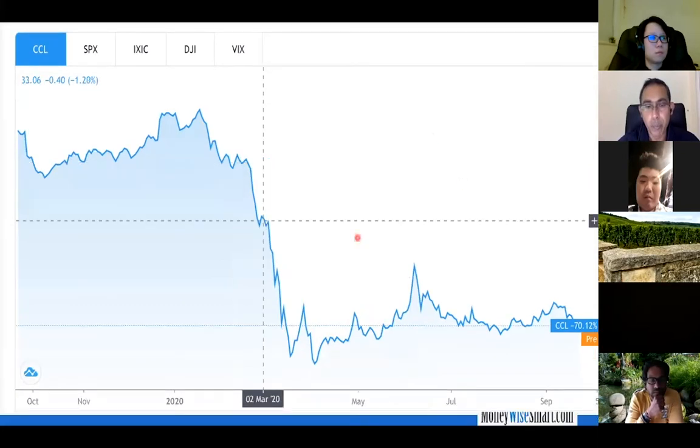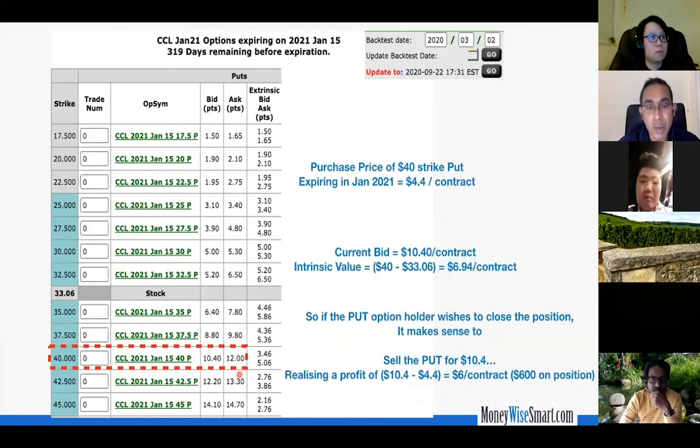Now, fast forward to 2nd of March, already COVID is spreading, and the cruise ships have got majorly hit. I think this was the time when there were some cases on a cruise ship, and it was held up outside Japan. The share price had crashed to 33.06, and see what happened to the put option.